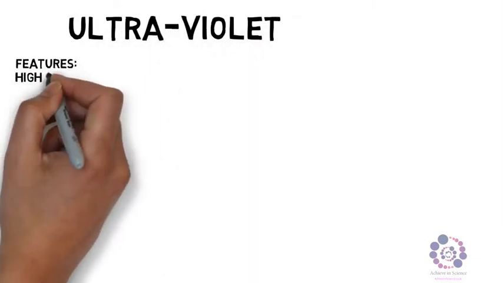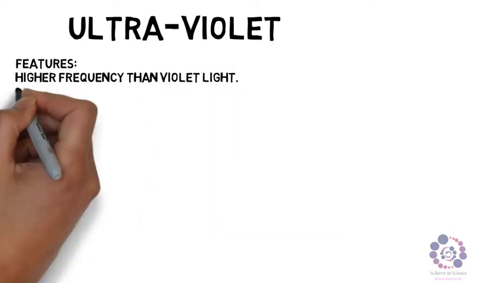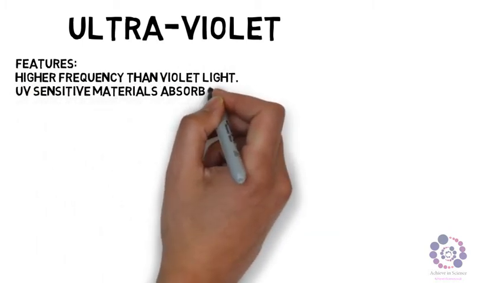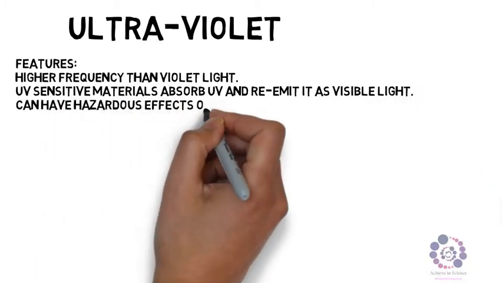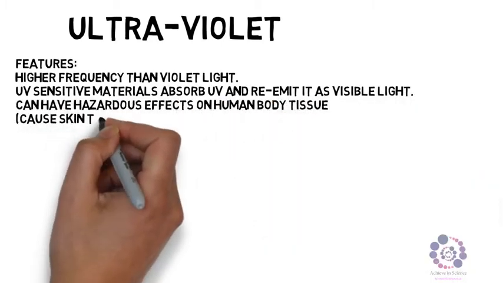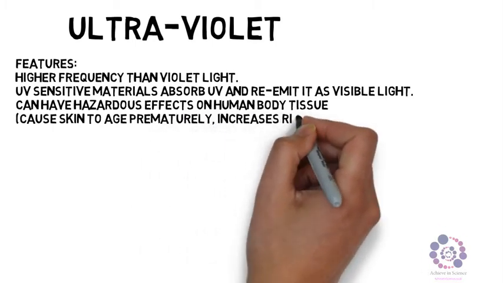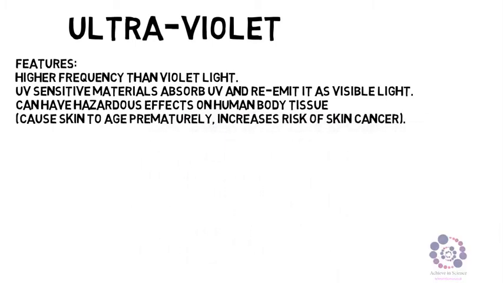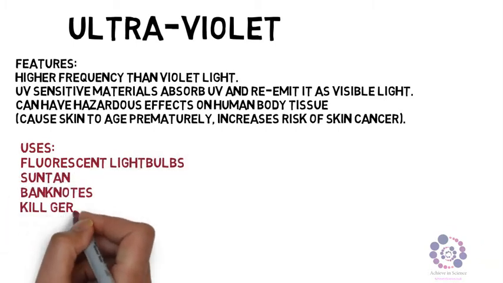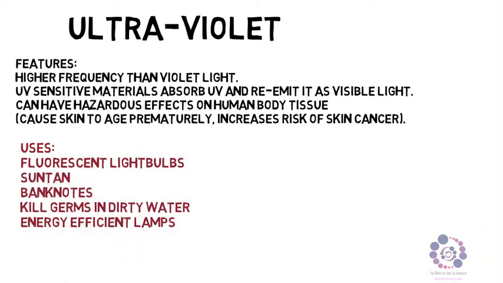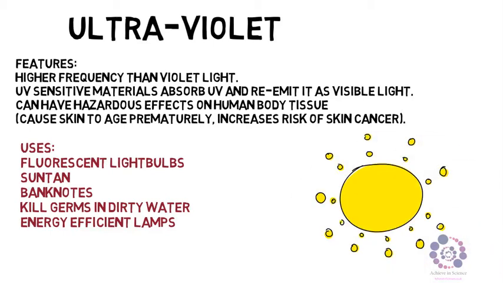Next we have ultraviolet. Higher frequency than that of violet light. UV sensitive materials absorb UV and re-emit it as visible light. They can have hazardous effects upon the human body, i.e. they can cause the skin to age prematurely, and there is an increased risk of skin cancer. They are used in fluorescent light bulbs, sun tanning, banknotes, killing germs in dirty water, and energy efficient lamps.